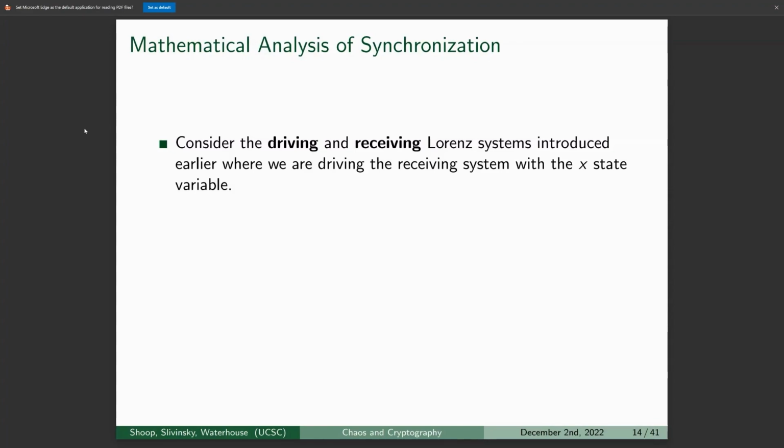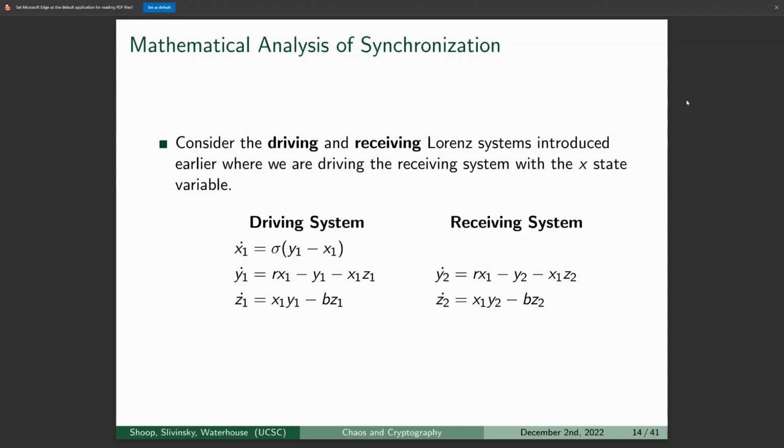Now, we've previously shown that the systems can become synchronized over a long period of time. And now we want to find out, how does that happen? Why can the driving and receiving systems synchronize over a long time, even though they're both chaotic systems? So what we'll do is we will look at the driving and receiving systems, Lorenz systems like we've defined before, and see how can we prove that y2 will converge to y1, and then how will z2 converge to z1?